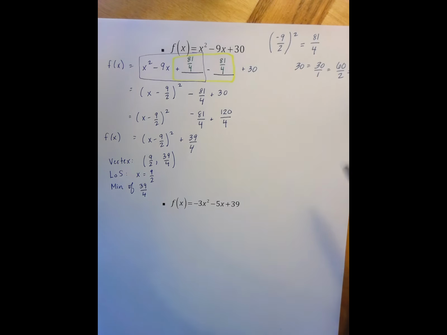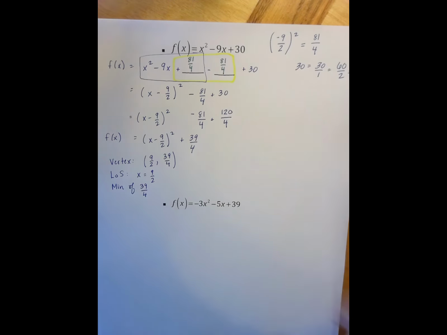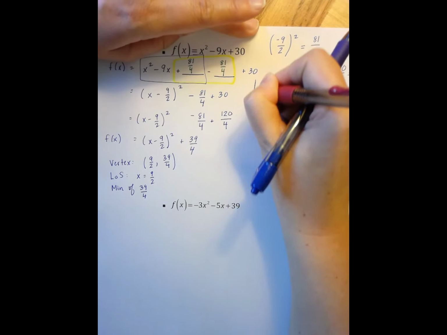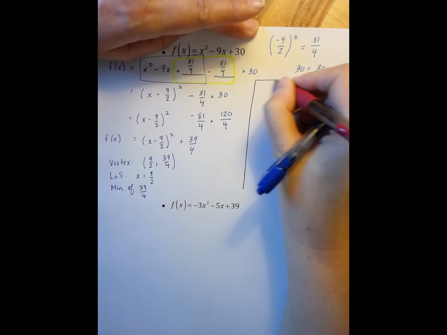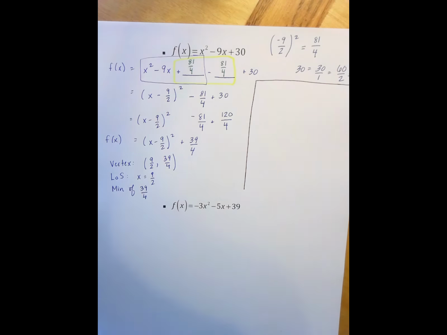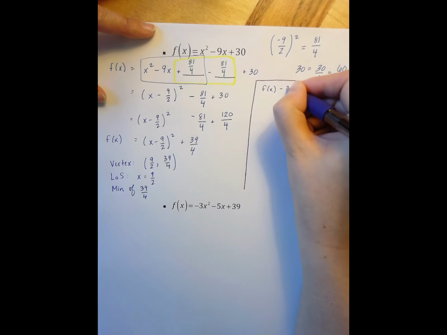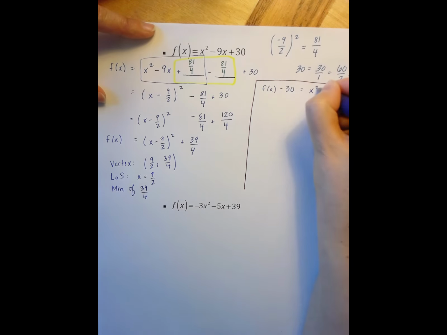Now, I could do this problem again by moving the 30 over to the other side. It looks the same, but let's look at that work so that if you like this third method better, you can see it. So the first thing I'm going to do is move my 30 over. So f of x minus 30 equals x squared minus 9x.